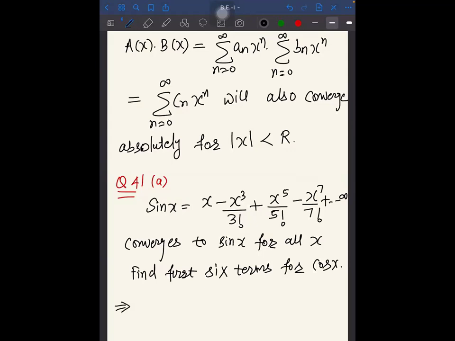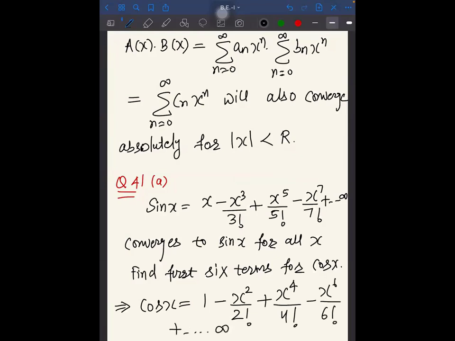So you simply differentiate. That becomes what? Cos x, and that's 1, then minus x square by 2 factorial. Why? Because we'll get 3x square upon 3 factorial, so that 3 will get cancelled, and we are left with x square by 2 factorial. The next one would be x to the power 4 by 4 factorial, and the next one minus x to the power 6 by 6 factorial, and so on. That's how you can find the terms.